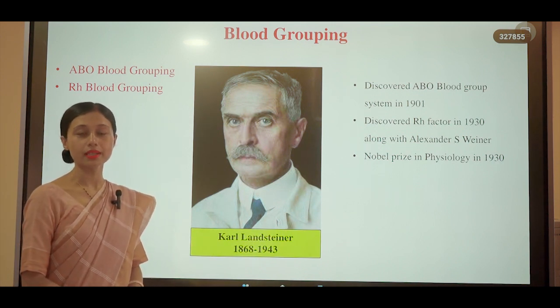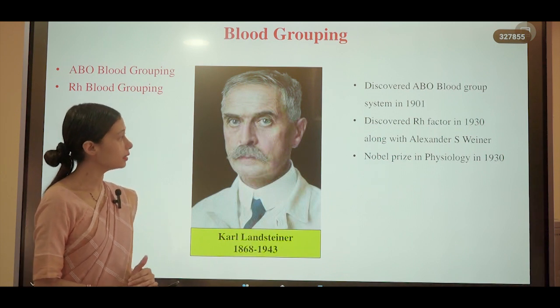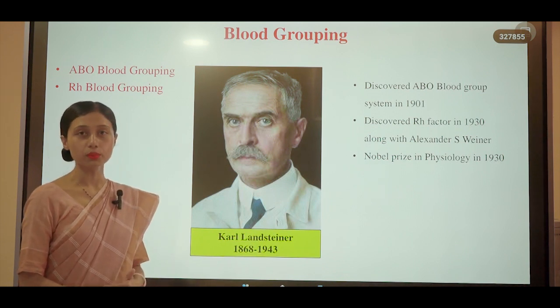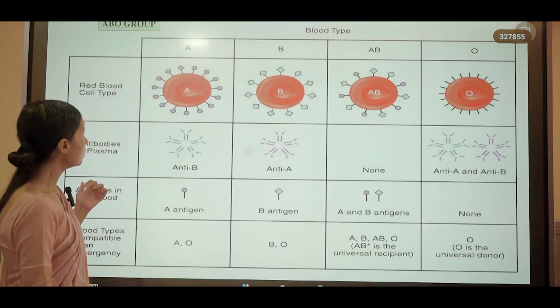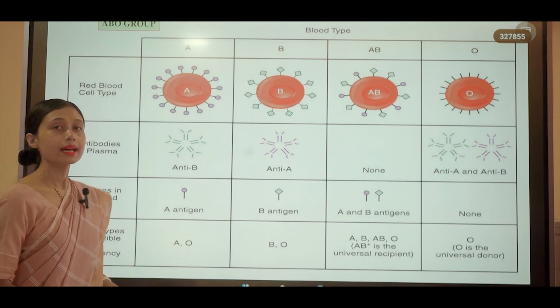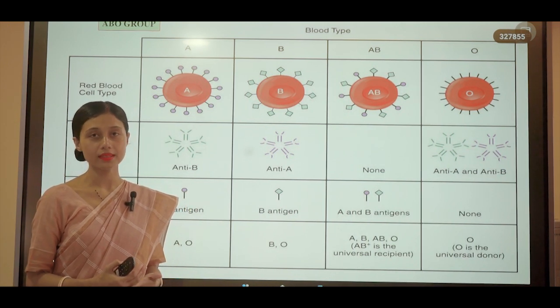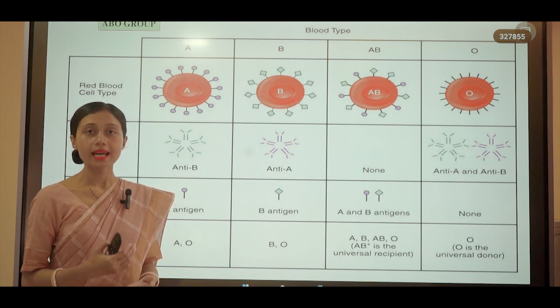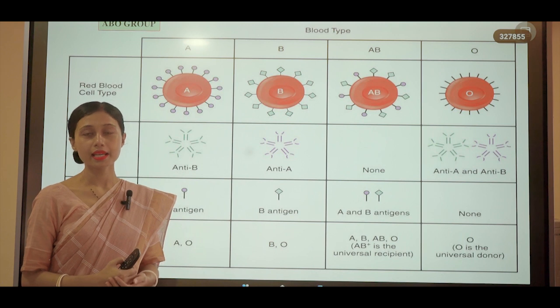He also discovered the Rh blood group system along with Alexander Wiener in 1930, and he was awarded the Nobel Prize in 1930. So let's study the ABO blood group. In the ABO blood group system, there are four blood groups: A, B, AB and O. And this system is based on the presence or absence of antigen A and B on the surface of RBCs.